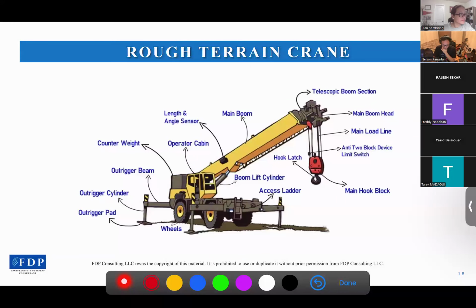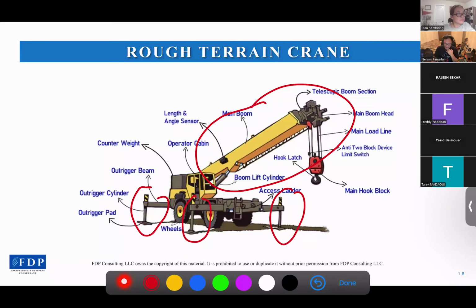And the next one is the rough terrain crane. This type of crane has a telescopic boom. A telescopic boom doesn't need assembly if a longer or shorter boom is required. We can simply push the button and then the boom will automatically extend or shorten based on our requirement. And another component is the outrigger. Outrigger is this.